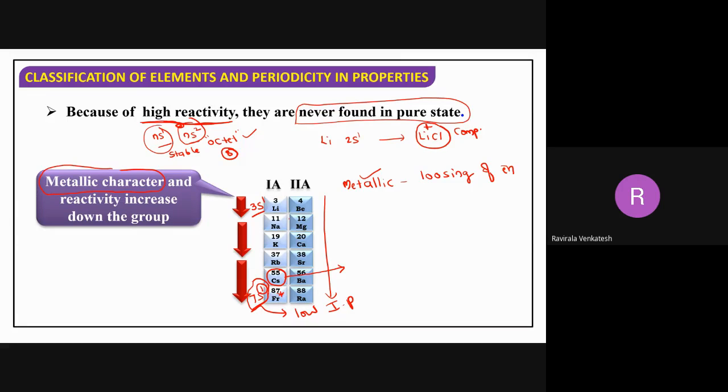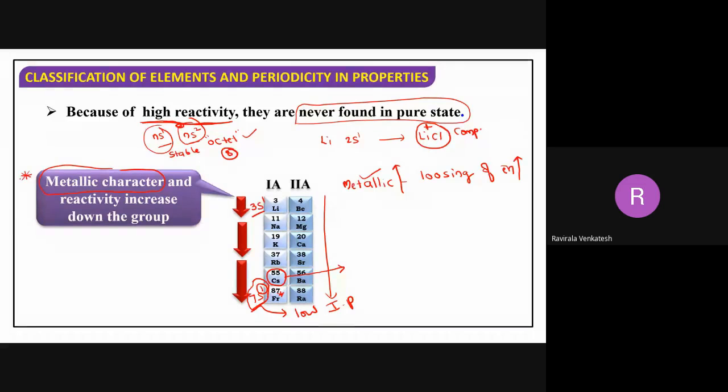Now, what I'm saying here, top to bottom, from lithium to francium or cesium, because francium is radioactive, leave it that way. From lithium to cesium, what is happening? The losing of electron tendency is increasing. So losing of electron tendency increases. Metallic character also increases here. So you need to remember only this point here.